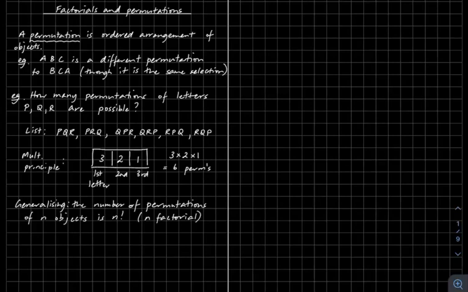So let's just write down here where n factorial is n times n minus 1 times n minus 2 times all the way back to 1. Alright, so for 3 objects it was 3 times 2 times 1. For 8 objects it would be 8 times 7 times 6 times 5, etc. back to 1. So for n objects it's n factorial.